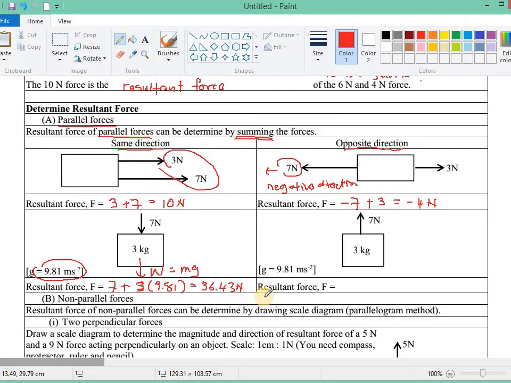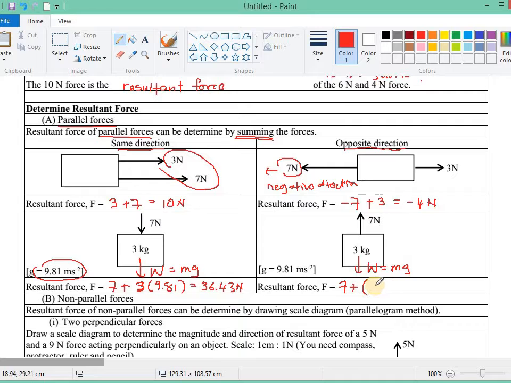Alright. Okay, so next, this one, same thing also. The weight is the second force. So the weight can be calculated by taking the mass times the gravitational acceleration. Now you see the two forces are in the opposite direction. So you need to put one of them as negative, and usually we put going down as negative, going up as positive. So 7 Newton is positive, plus this one, weight going down, is negative.